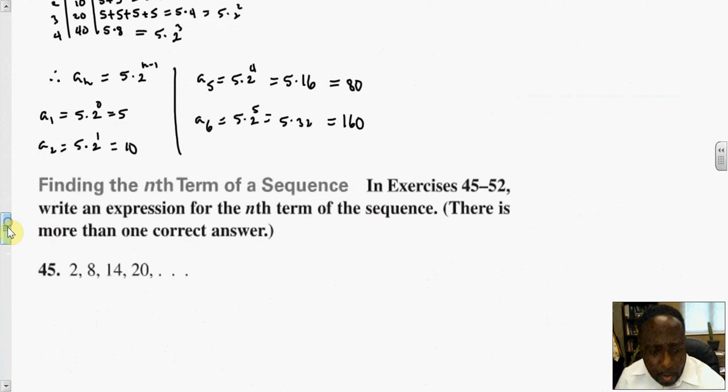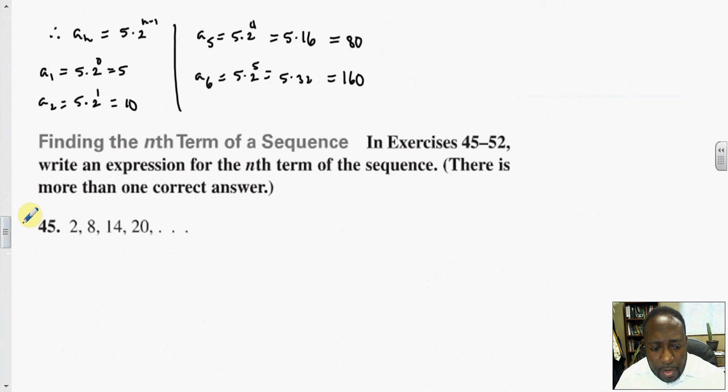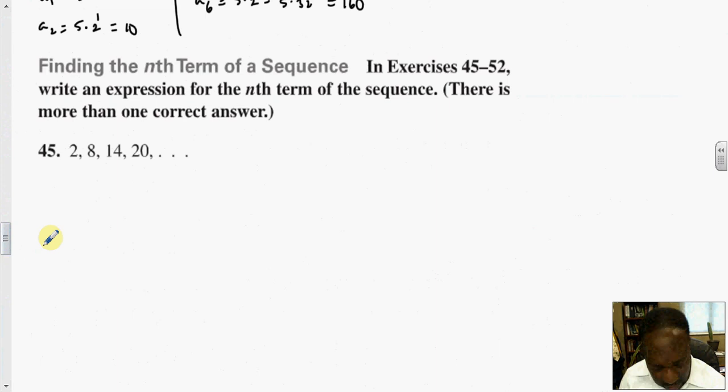Let's find some more patterns in exercises 45-52. Write an expression for the nth term of the sequence. There is more than one correct answer. Well, you never get to see that statement in math, right? It's either in math is right or they put an X on it is wrong. But we like to see there's more than one correct answer. Anyway, so again, I think you can figure out something.